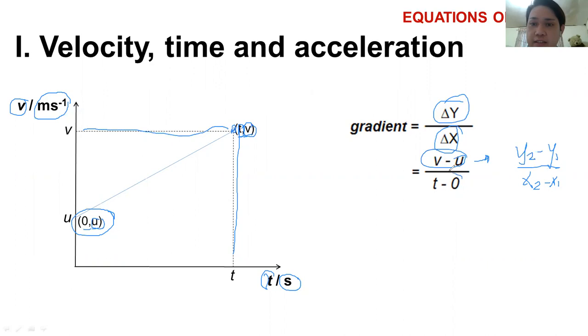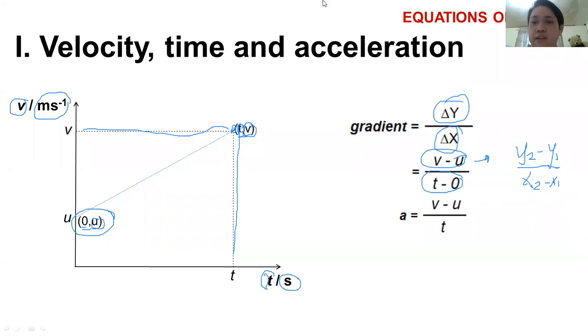Then after that, since we have the change of x, to compute the change of your x, all we have to do is get the difference of the final time and the initial time. So as you can see, your x sub 2, your final time, is t minus the initial time, which is taken from the time of the initial velocity, which is 0. That's why we have t minus 0. So that's how we got it.